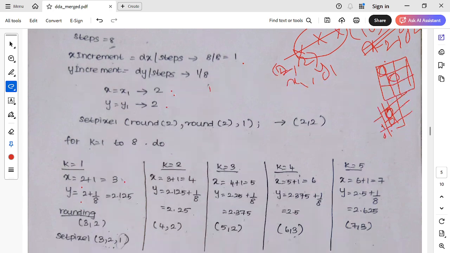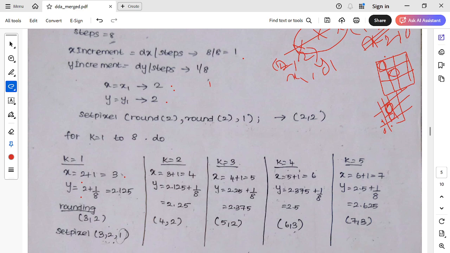So what we are going to do in the DDA algorithm is round off the value. So the value of x is going to be 3, and 2.125 you round and make it 2. The next step is you set the pixel. So 3 comma 2.